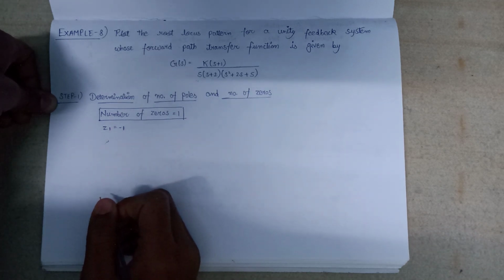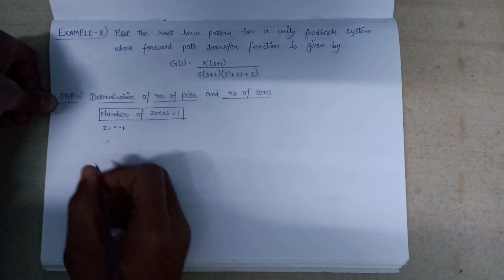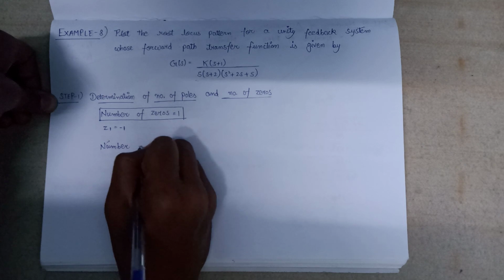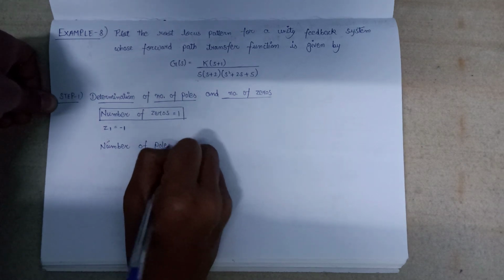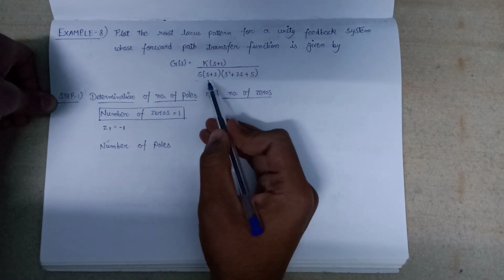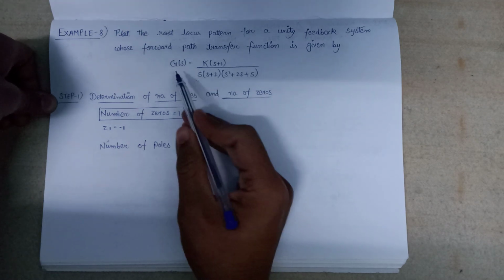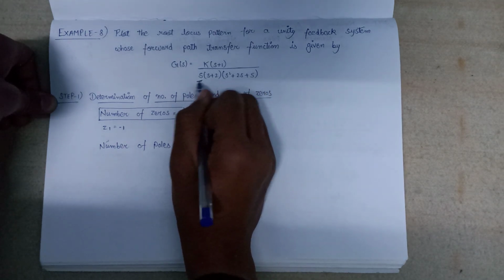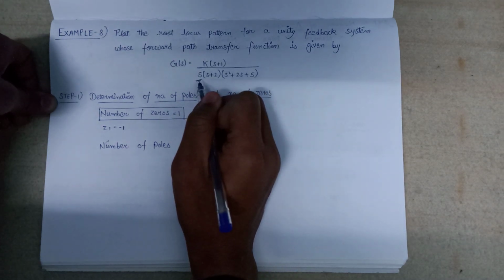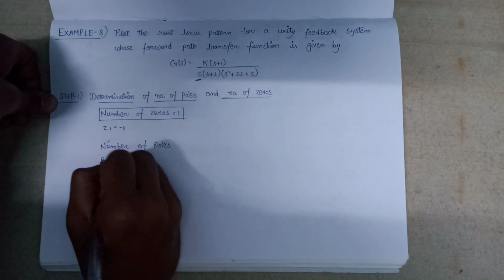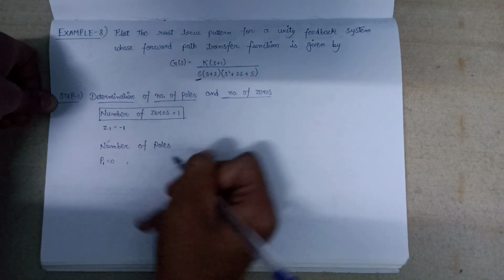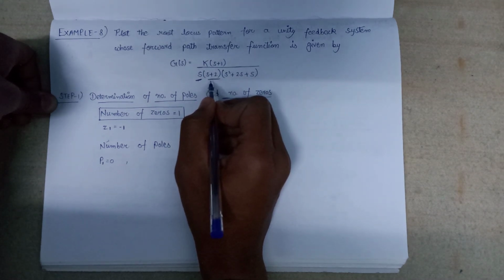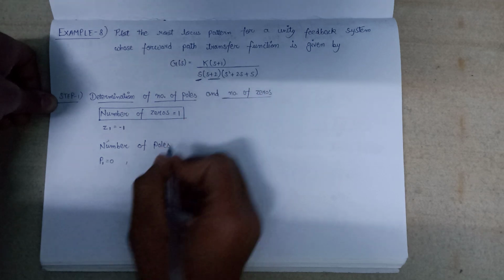Moving on to the next step, that is calculation of number of poles. The number of poles can easily be determined by equating the denominator part of the open loop transfer function to 0. So on equating s = 0, we get our first pole which lies at s = 0. On equating s + 2 = 0, we get another pole which lies at s = -2.